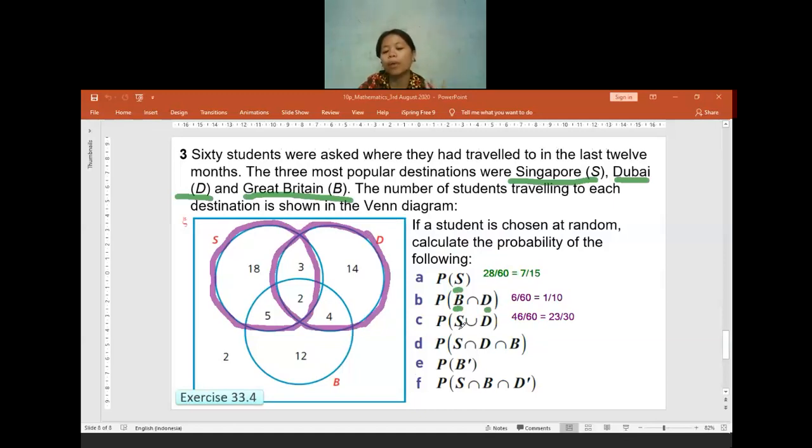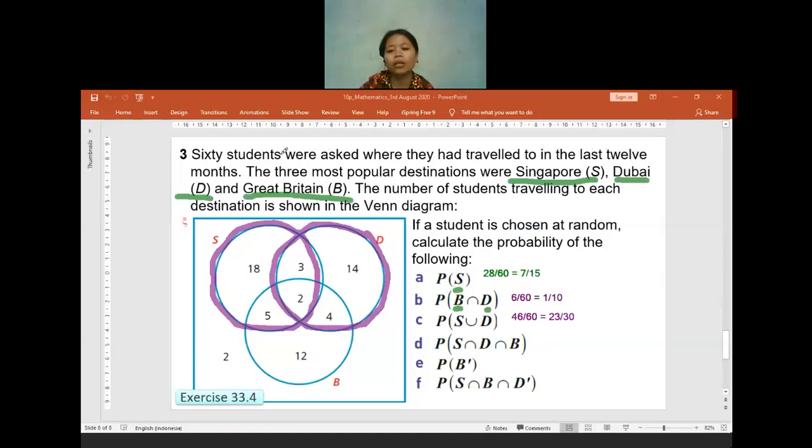So it means we have to add together the numbers inside the circle S and also inside the circle D. So we do 18 plus 5 plus 3 plus 2 plus 4 plus 14. The answer will be equal to 46. And then the total, there are 60 students. So it will be 46 out of 60.